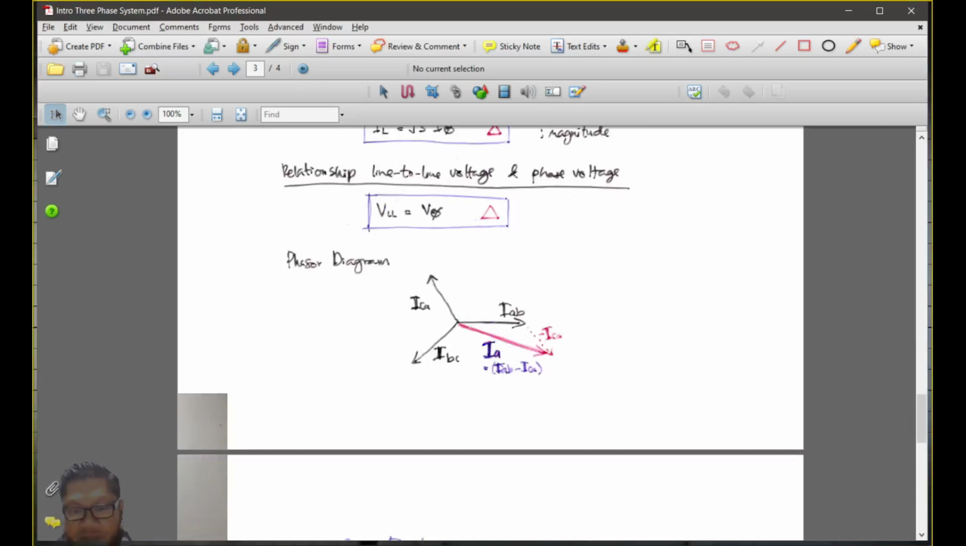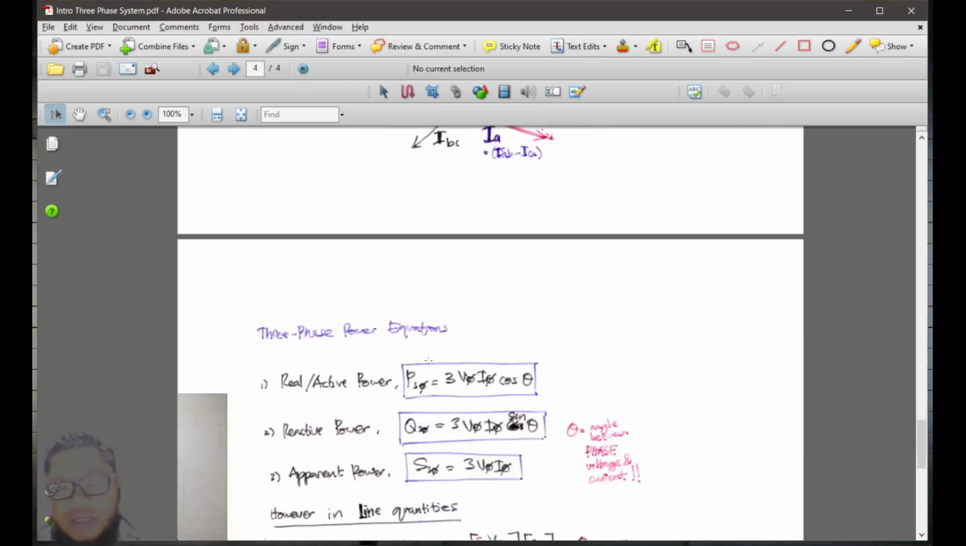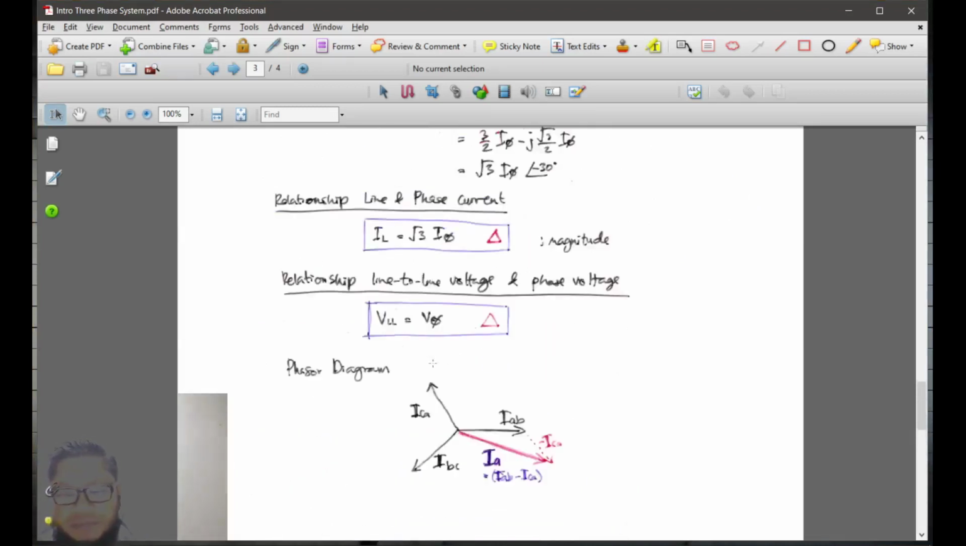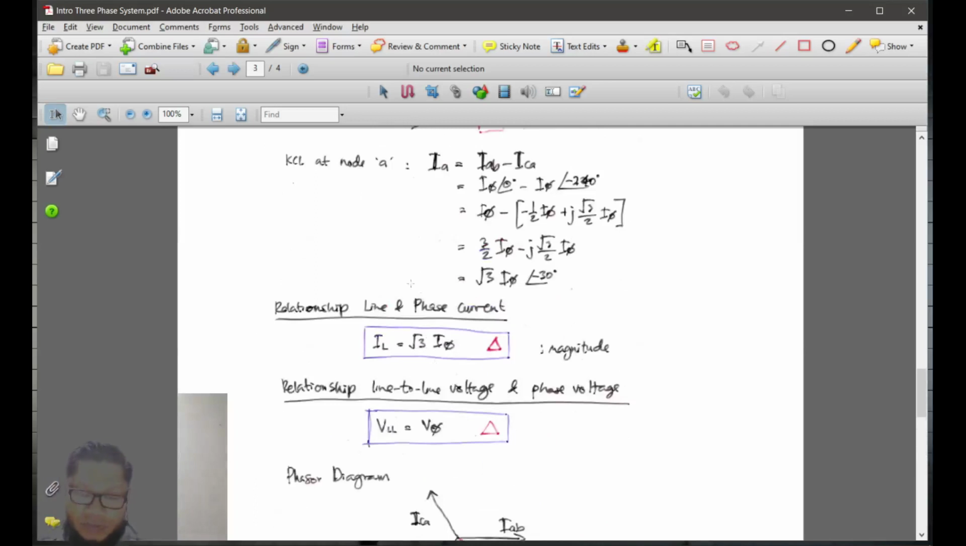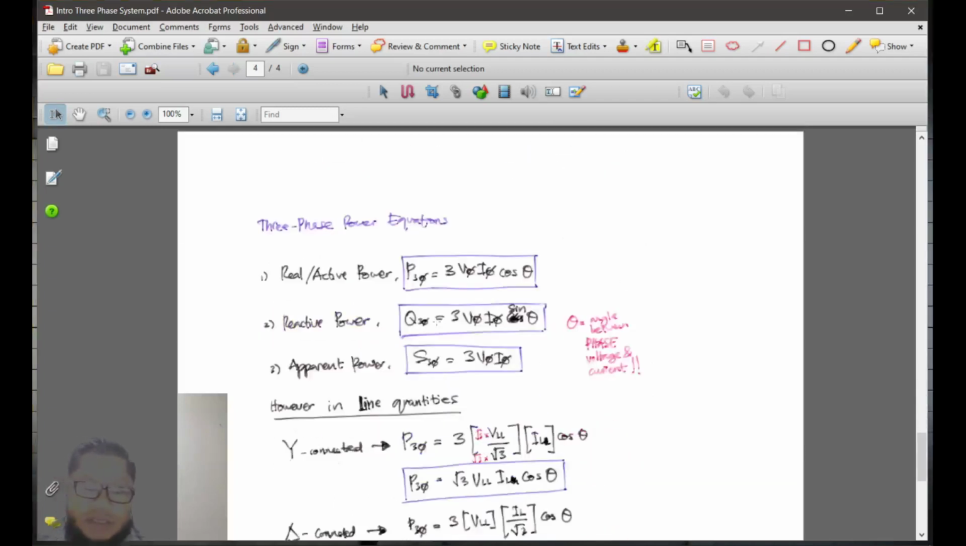Right? IAB. This is your IBC, ICA. So very much IAB minus IBC. Sorry for that. So you will get that. This is your line current, IA. So the line current goes to root 3 IA. Okay, line current equals root 3 I phase, minus 30 degrees. Right. So that is the Y-delta connection.